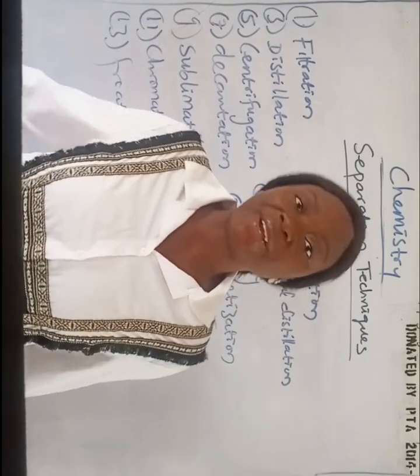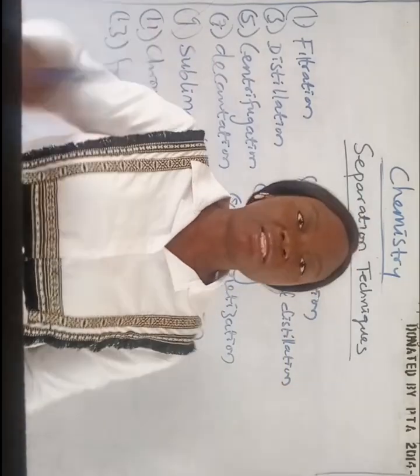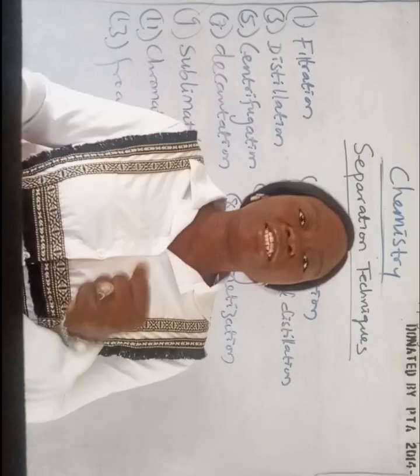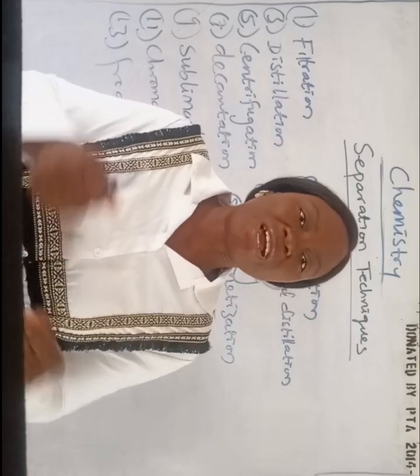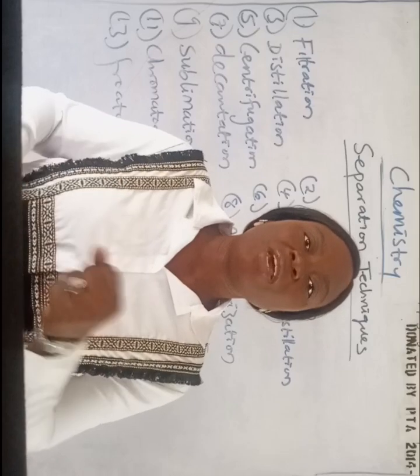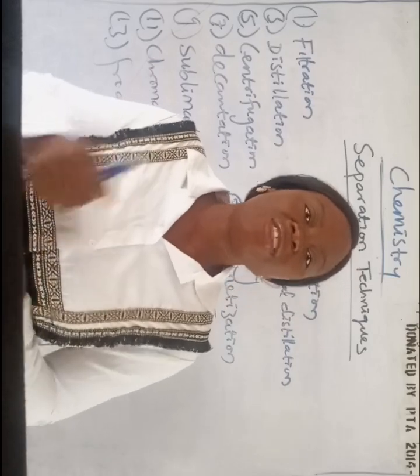So if my beans and garri are together, I'll just put my sieve, shake it so that the garri, which is of the smaller particle, can come out. So for sieving, we use it even in the garri industry.